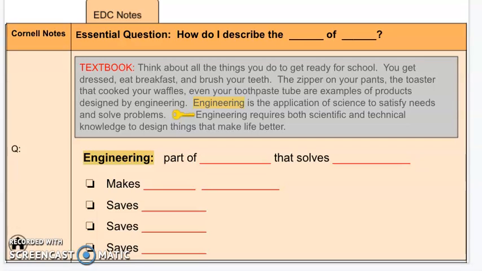Hi scientists, today you're going to do your engineering design cycle notes. So remember, pause the video at any time you need to catch up if I'm going too fast and you need to type or highlight.